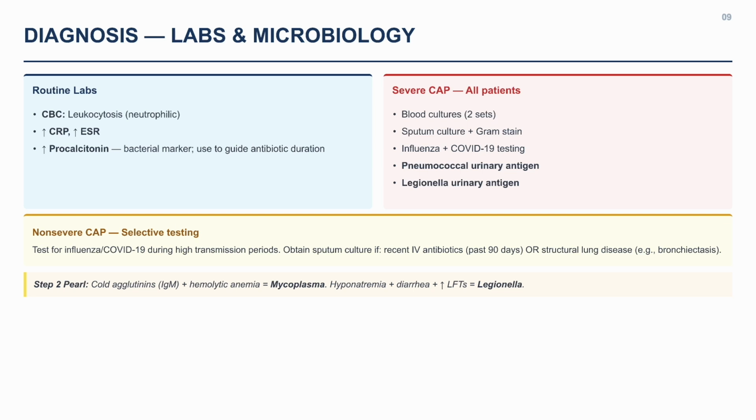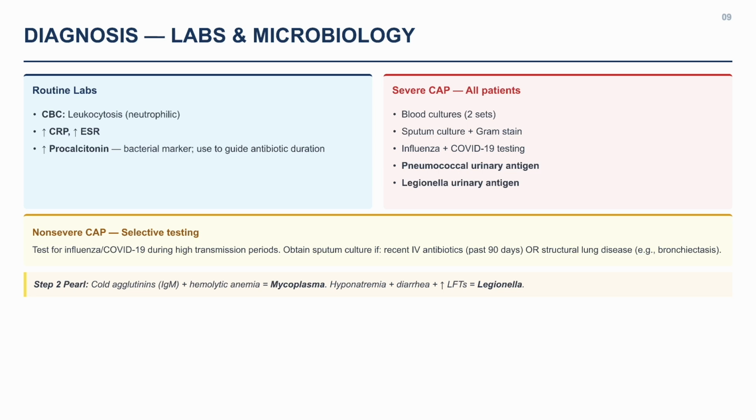For severe CAP, obtain blood cultures, 2 sets, sputum culture and gram stain, influenza and COVID-19 testing, and both pneumococcal and Legionella urinary antigens. For non-severe CAP, selective testing is appropriate. Test for influenza and COVID during high transmission periods, and obtain sputum culture only for patients with recent IV antibiotic use or structural lung disease.